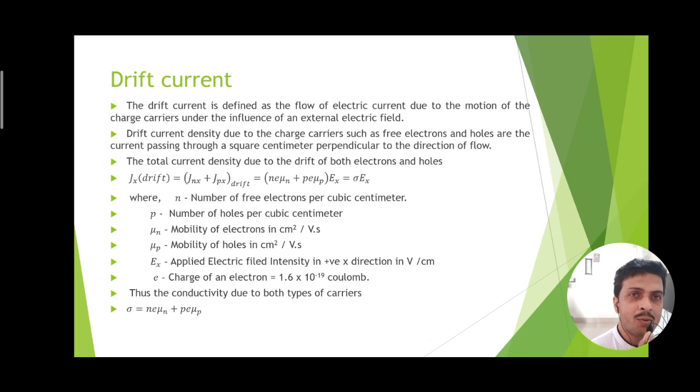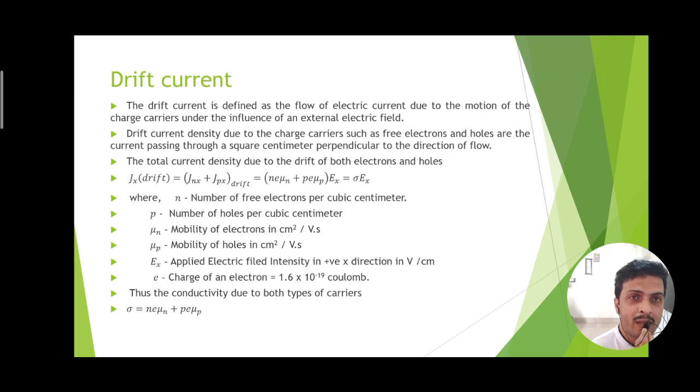The drift current density due to the charge carriers, such as free electrons and holes, is the current passing through a square centimeter perpendicular to the direction of flow. Now, this drift current can be written as the algebraic sum of Jnx and Jpx, where Jnx stands for the drift current density due to electrons and Jpx is the drift current density due to holes.